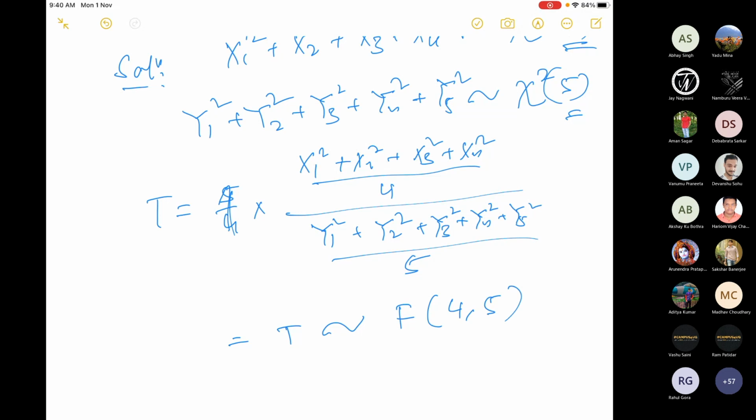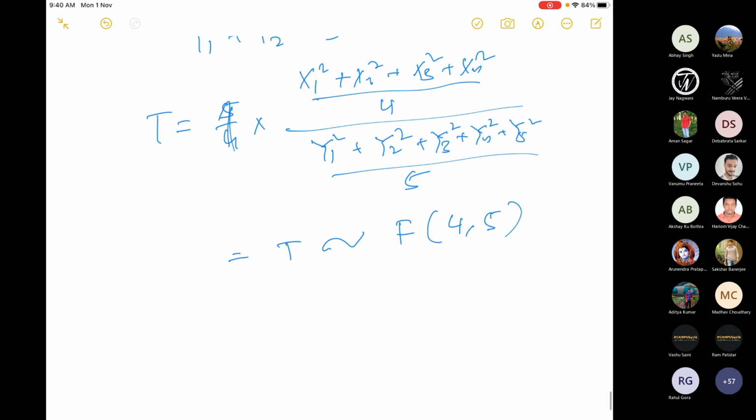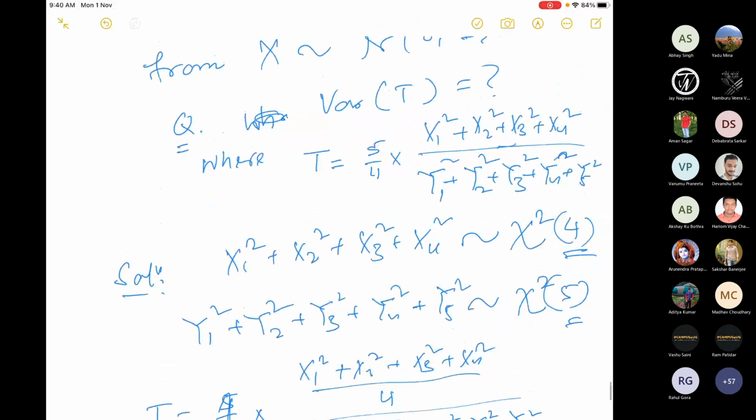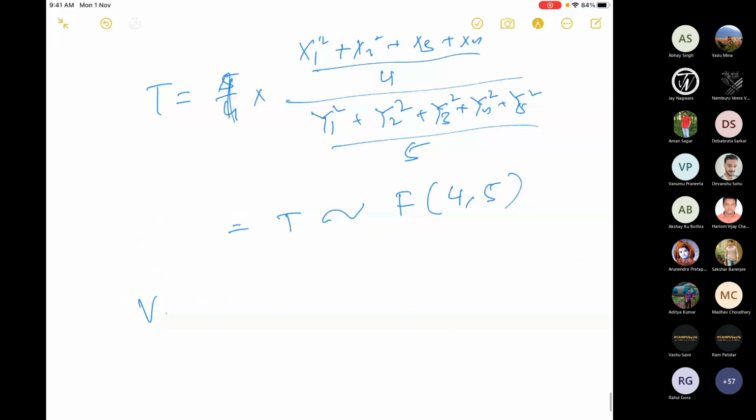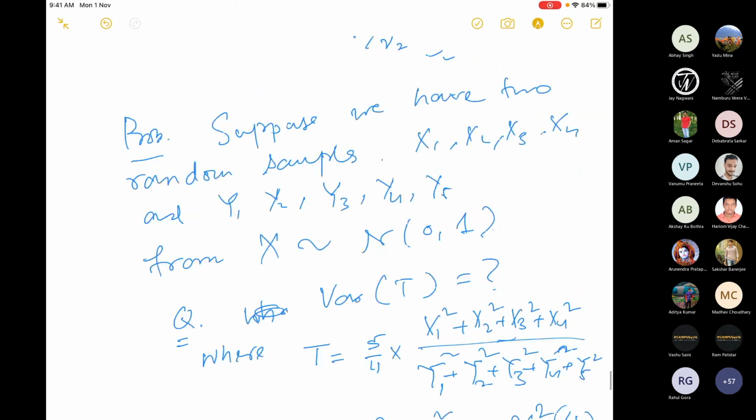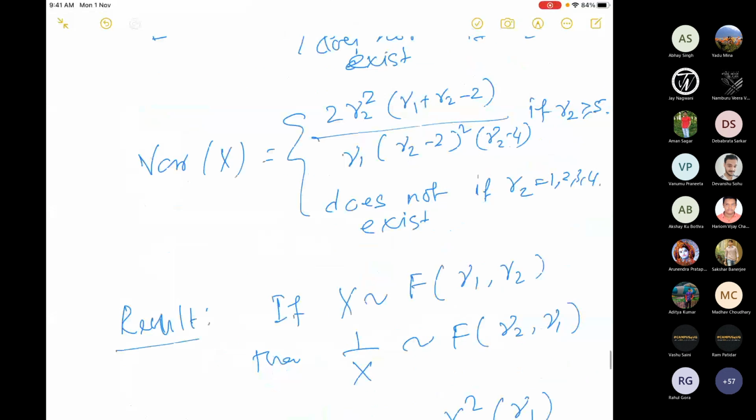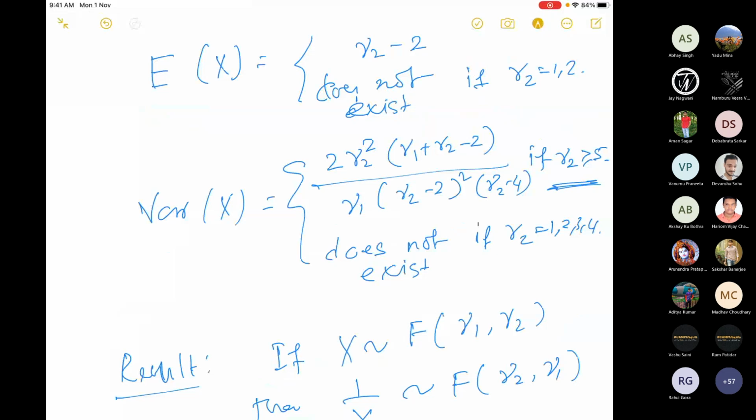Now, from the statistical table, or maybe here the question was the variance actually. I don't have to find anything else, just the variance. So the variance of t is the variance of F(4, 5). Now I can use the formula. For the variance, nu 2 is bigger than or equal to 5, so I have to use this formula, which is independent of nu 1. That's it. Done. I'll get some value.